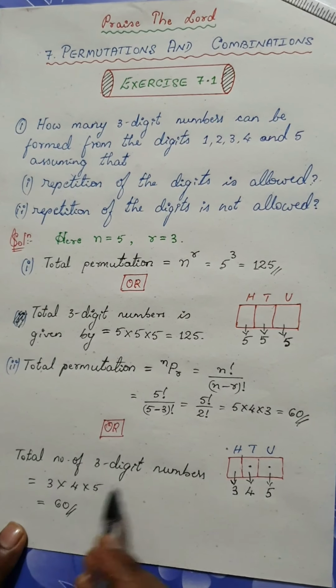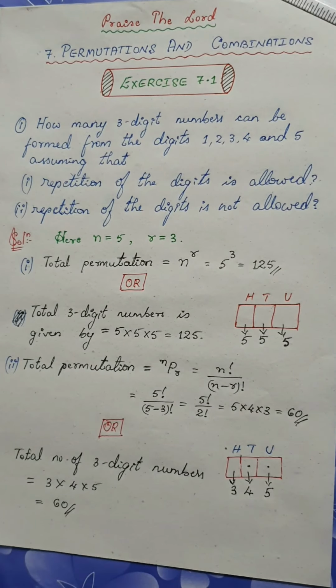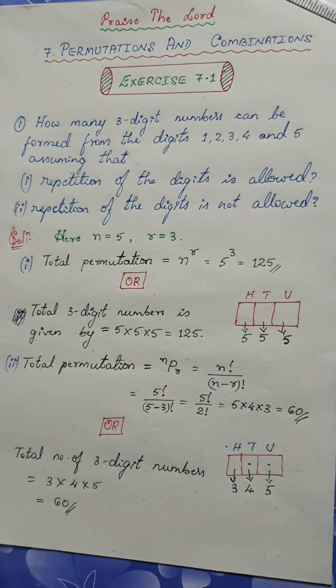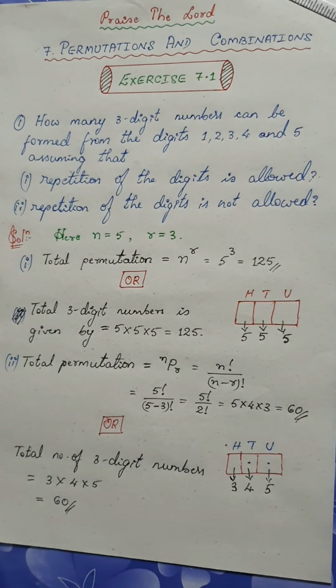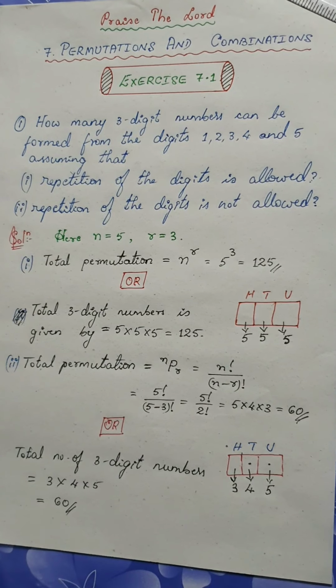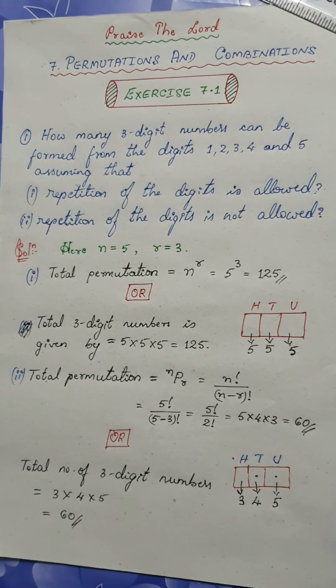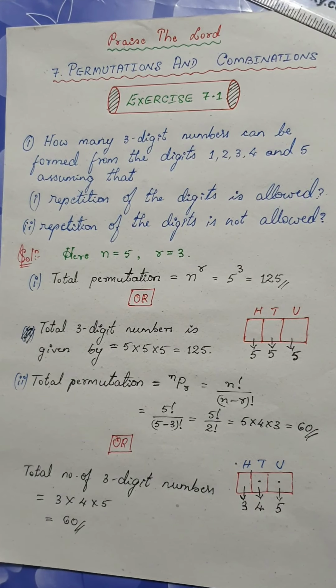So you can see here that in both methods you get the same answer. This is all about solving the particular question by the formula method or by the fundamental principle of counting. From the next question onwards I'm going to take one single method. I hope you don't have any doubts in this. Let's take up the second question.